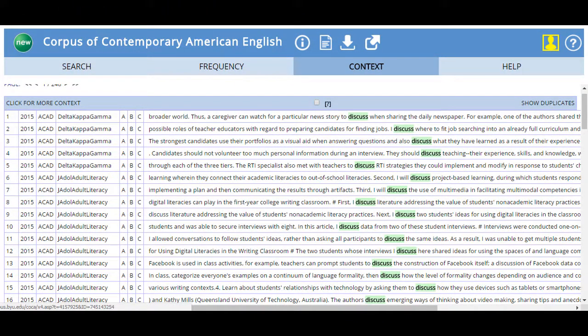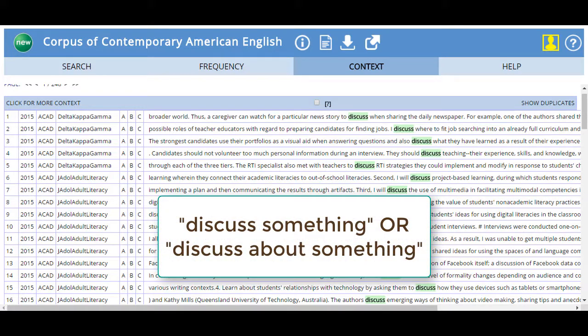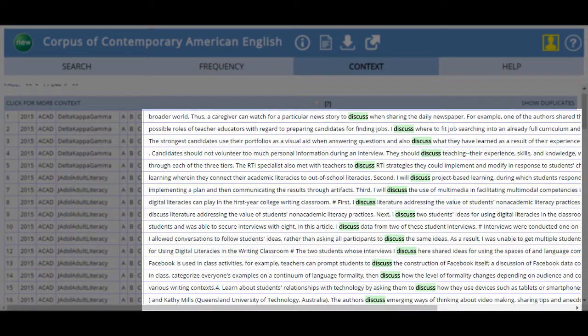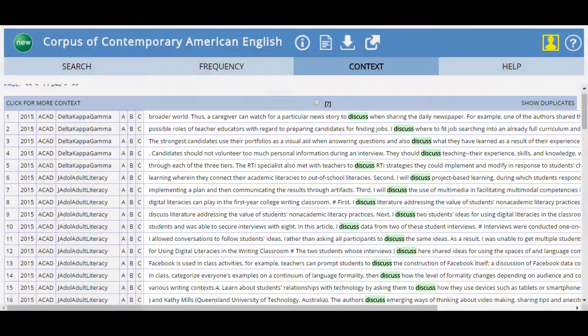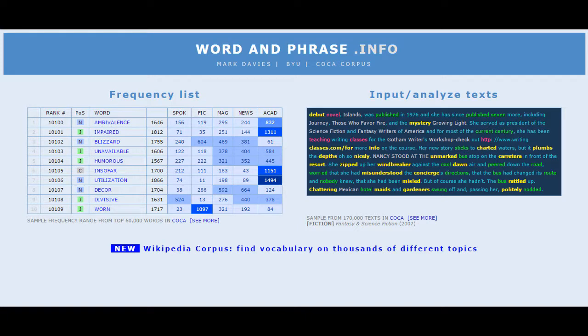In this example, however, I just want to know if I can write "discuss something" or "discuss about something." So the information shown on this slide gives me my answer. When I look closely at the examples here, I can see that in each case we say "discuss something" and never "discuss about something." Therefore, in my own writing, I know that I should not use the preposition "about" after the verb "discuss." The corpus here helped me find my answer. Let's look quickly at another example.